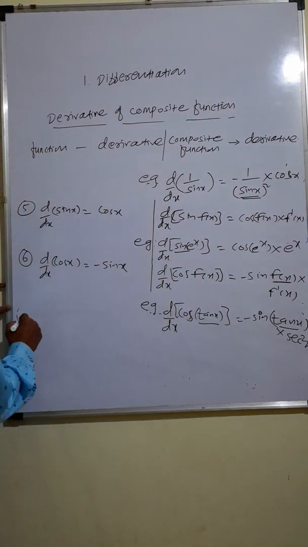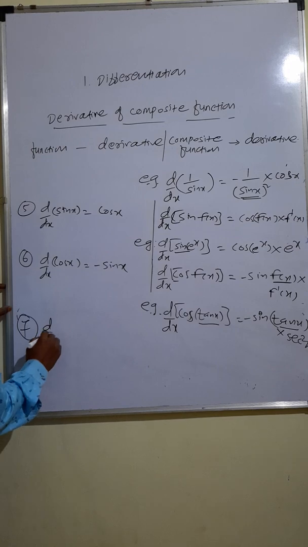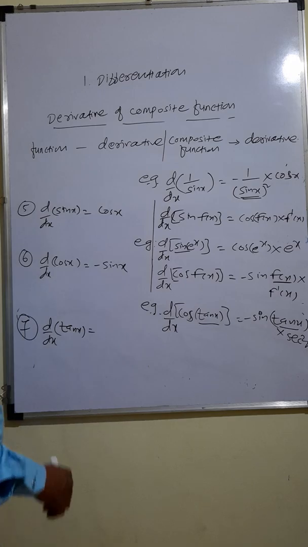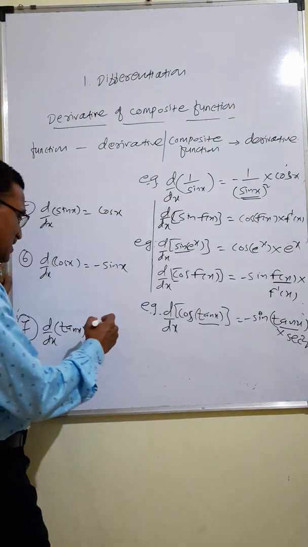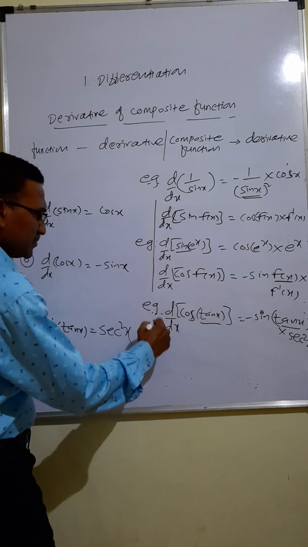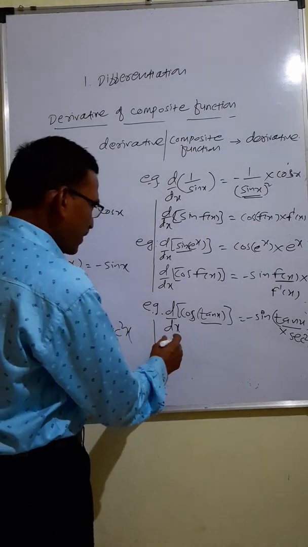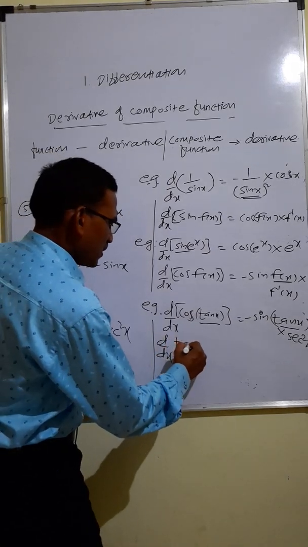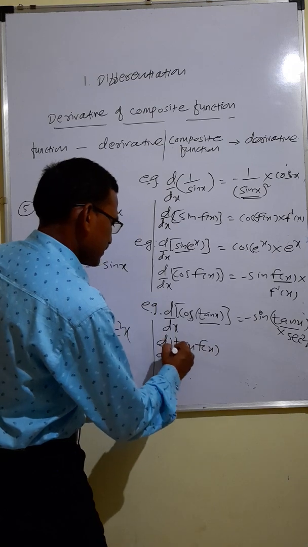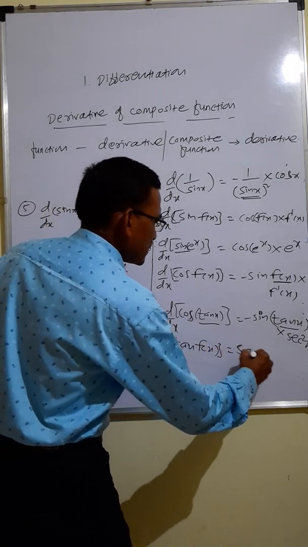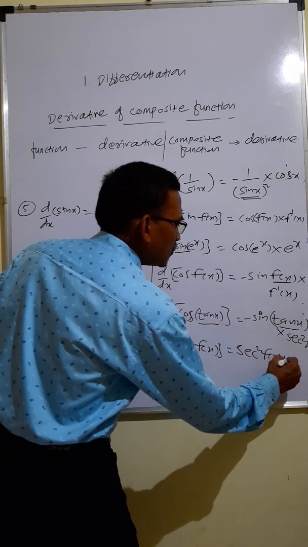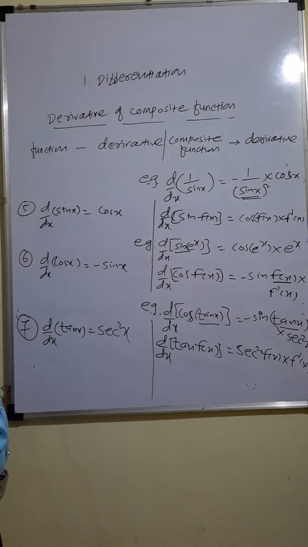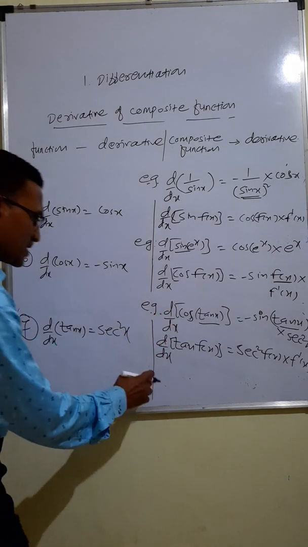Now the next, seventh: the derivative of tan x, a standard function. The derivative of tan x is sec square x, and in the same way the derivative of the composite function tan of f of x is sec square f of x into the derivative of f of x, which is f dash x. So we take an example of this.